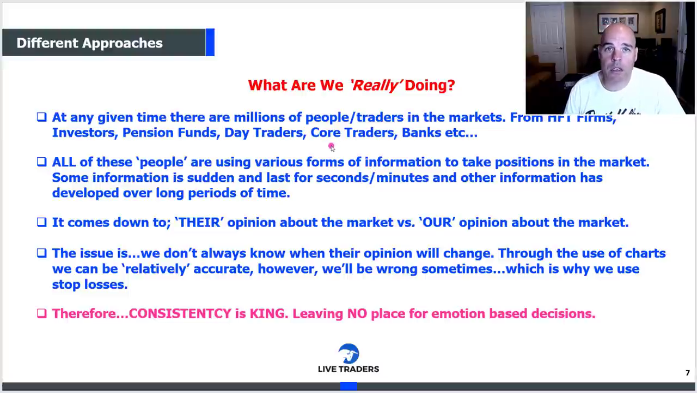Some people are taking their neighbor's opinion. Some bank analyst is taking an earnings report. Some trader is looking at a chart. But we're all using different information, okay? Some of the information is sudden, and it lasts just a couple seconds. Boom, a news report comes out. Wow, I didn't realize that the CEO stepped down at Microsoft, whatever it is, right? And other information is developed over longer periods of time, like a sales figure or an earnings report, okay? Some of those things take a quarter or months or years to develop. It comes down to something very simple: their opinion about the market versus our opinion about the market, using different forms of information. And let's be frank, everyone thinks their form of information is the right form of information, right? Their Uber driver, oh, I guess that's a trustworthy person, right?